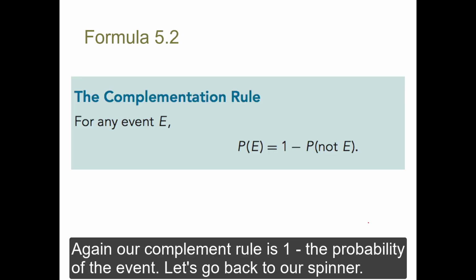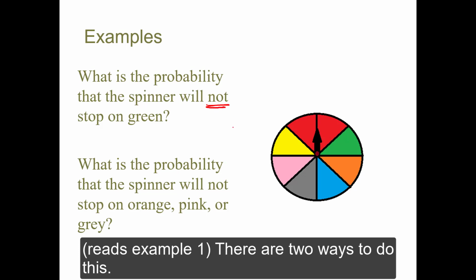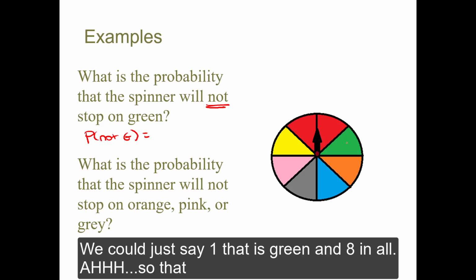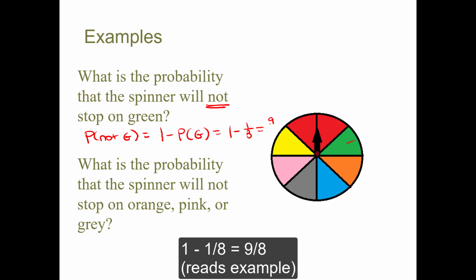Again, our complement rule is 1 minus the probability of not the event. Let's go back to our spinner. What's the probability it will not stop on green? So probability of not on green, there's 2 ways we could do this, right? We could just say, there's 1 green, there's 8 of them, and so that would be 7/8. Or we could use our probability rule, which says there's 1/8 that's green, so 1 minus 1/8 would give us 7/8.